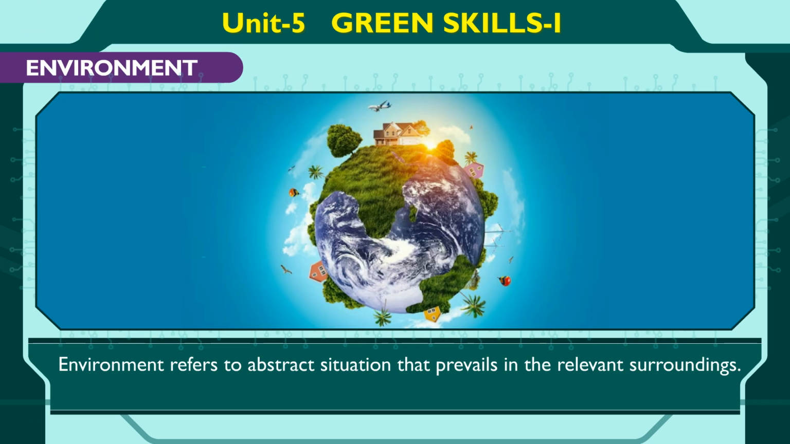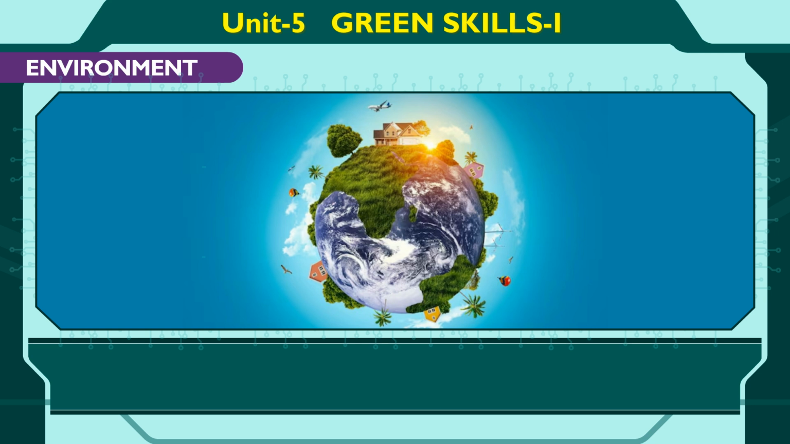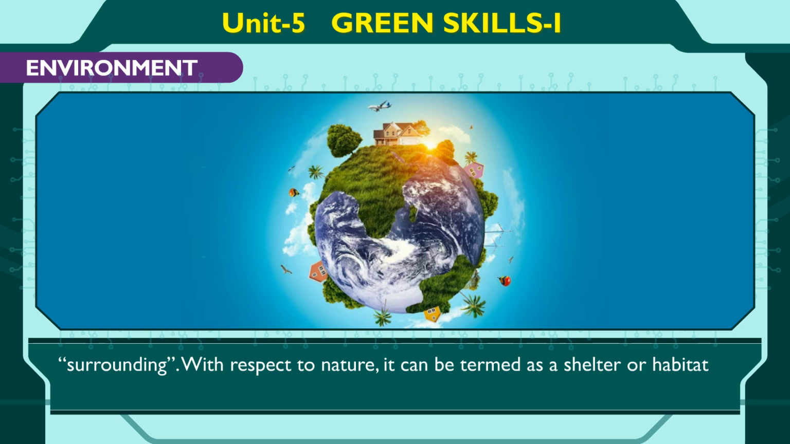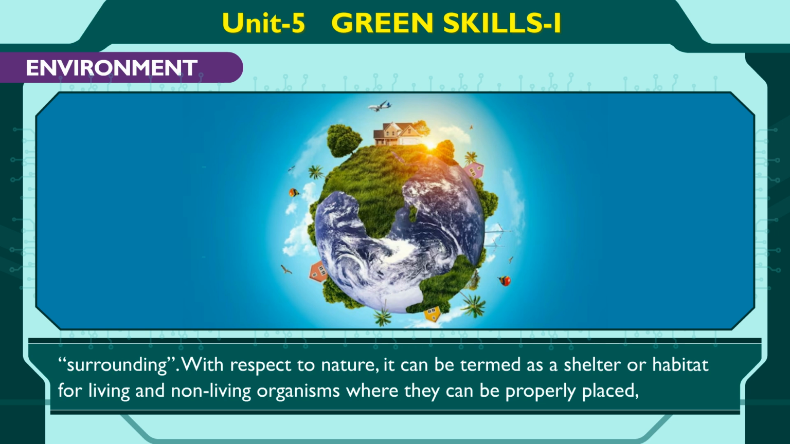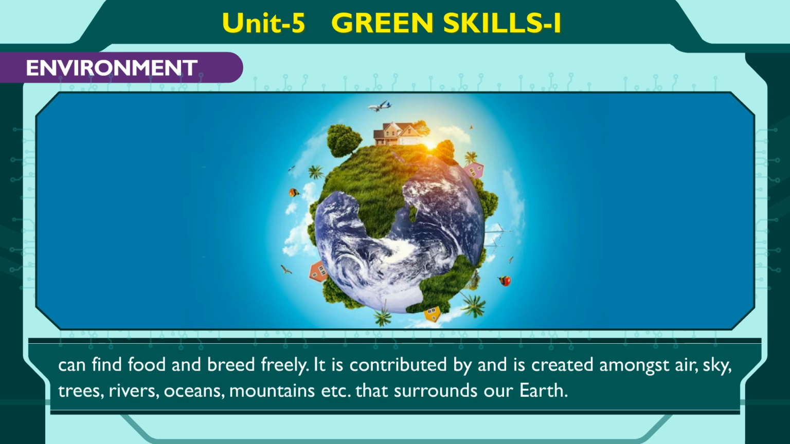Environment. Environment refers to the situation that prevails in the relevant surroundings. The word environment is derived from the French word environ, which means surrounding. With respect to nature, it can be termed as a shelter or habitat for living and non-living organisms where they can be properly placed, can find food and breed freely. It is contributed by air, sky, trees, rivers, oceans, mountains, etc.